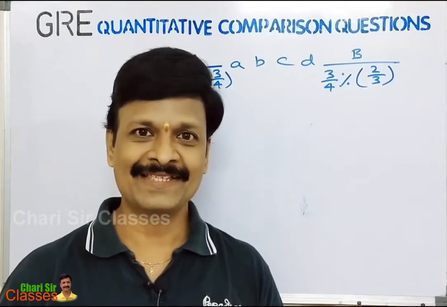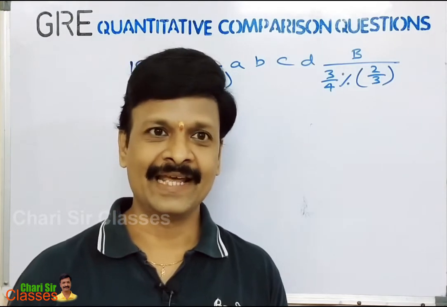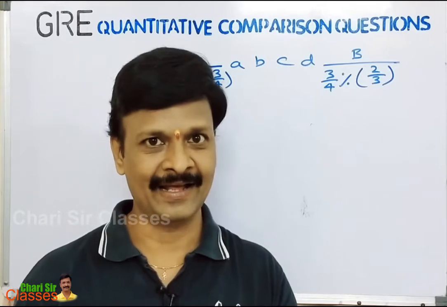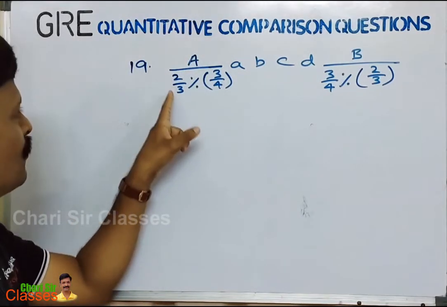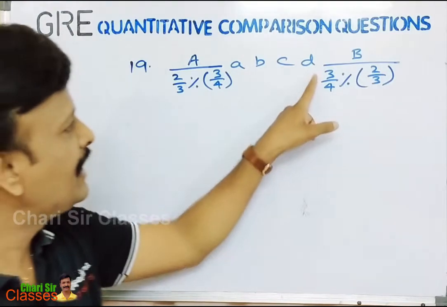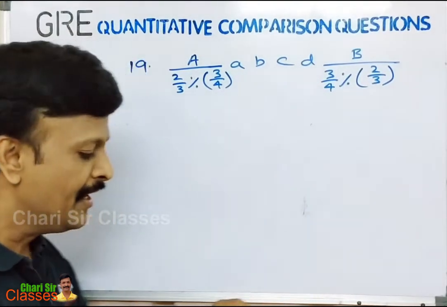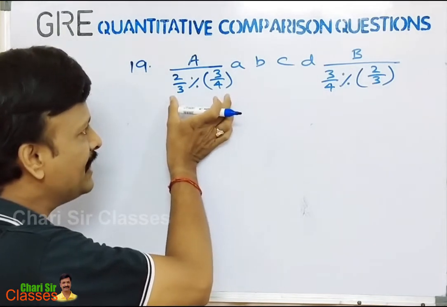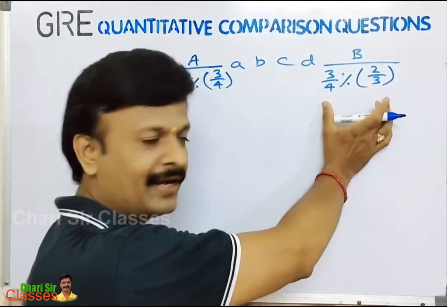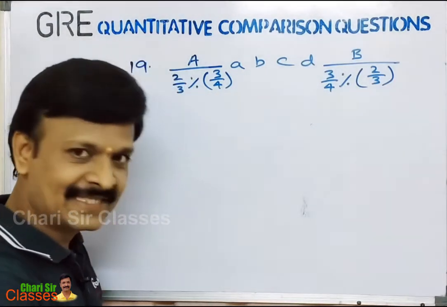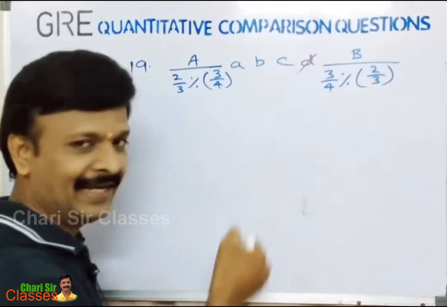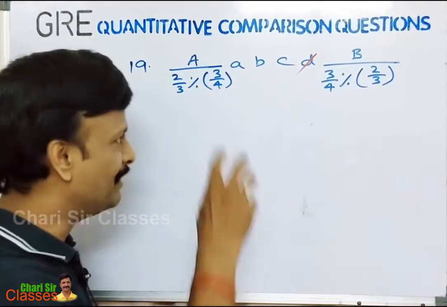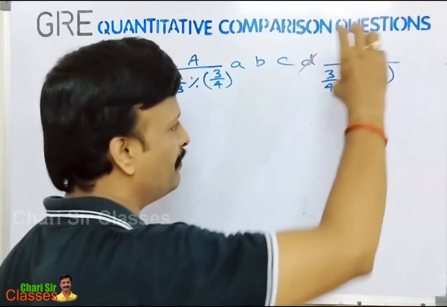Question number 19 is percentages question. What is percentage? Percentage means for every 100 or per 100. So, let's see here this question 2 by 3 percentage of 3 by 4, 3 by 4 percentage of 2 by 3. Here this is numeric, it is a number and it is also a number. When two quantities have numbers, what we do? We eliminate D. D never be the answer. Either A or B or C will be the answer, but D never be the answer because this quantity has number and quantity B also has number.